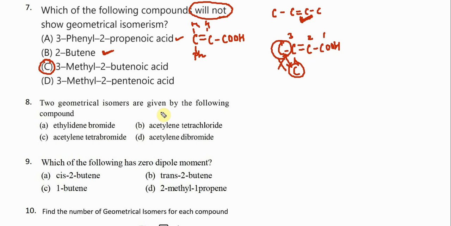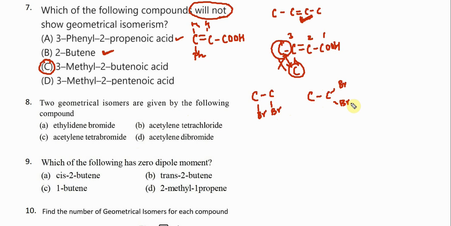Question 8: two geometrical isomers are given by the following compounds. Now they are asking which ones will show two geometrical isomers. Ethylidene bromide. See, this is ethylene bromide. Ethylidene bromide is this. So this is new for you.